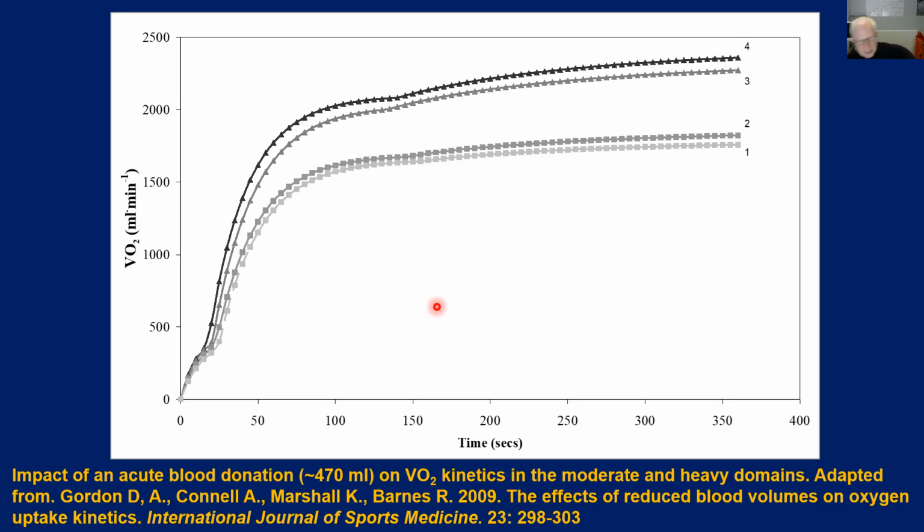And this is data published from our laboratory back in 2009, where we asked people to blood donate. We took half a litre of blood out of our participants. But what I want you to do is focus on, say, trial 1 and trial 3 as a comparison.